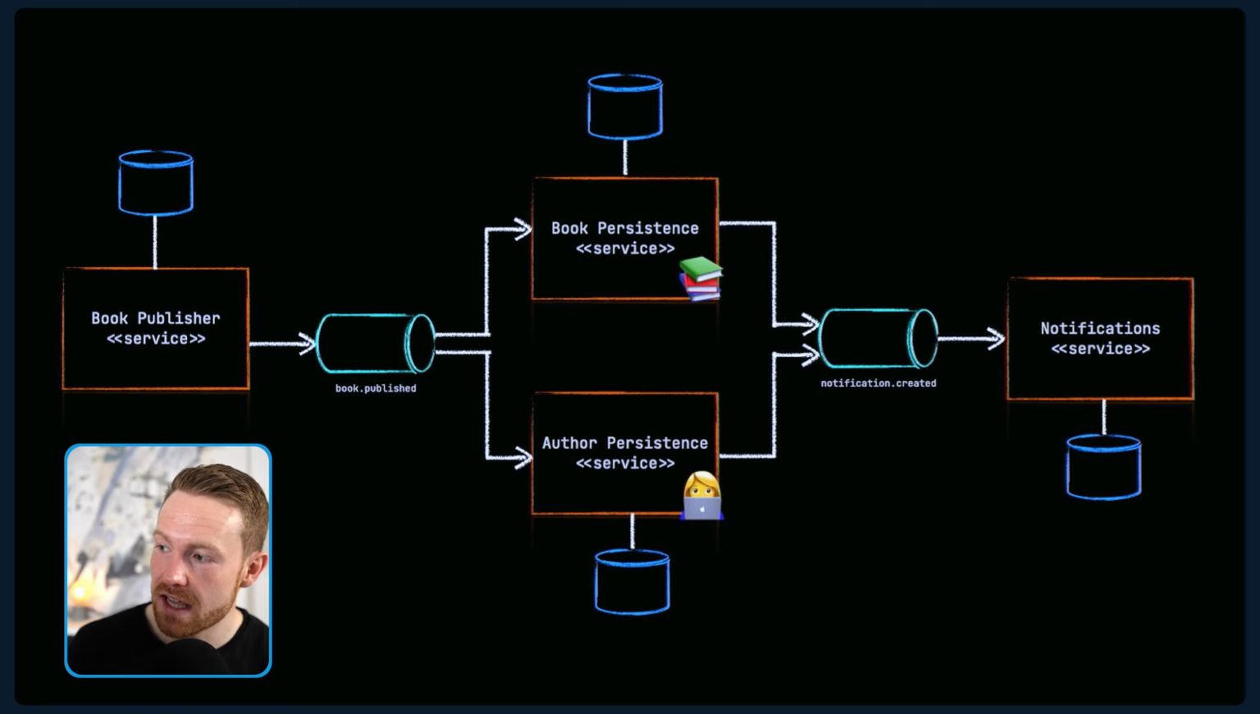And we should also see double the amount of notifications come in because both the book service and the author service is going to be publishing notifications. So let's get to running this in Docker Compose and see it all working.